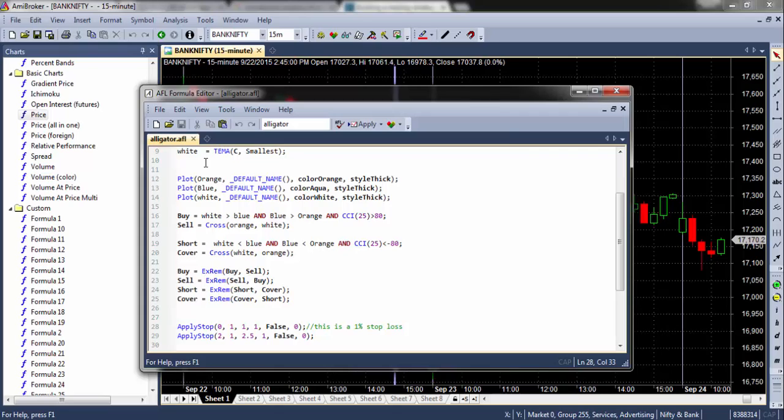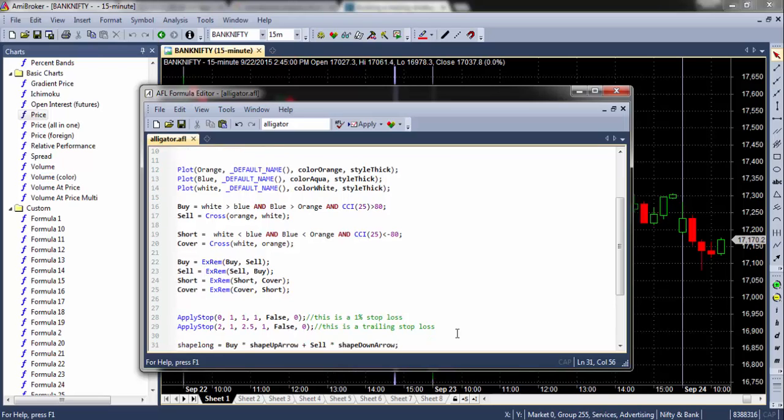What I wanted to also note down out here is that suppose you want to note down a comment near a formula, and you don't want AmiBroker to recognize it as a formula, so that there are no errors. What you basically do is type two slashes and type whatever you want to. This is a trailing stop loss. So this would be in green color, and AmiBroker is going to recognize this as a comment and not as code, and not going to look to execute it.